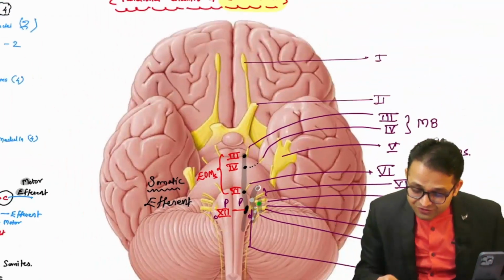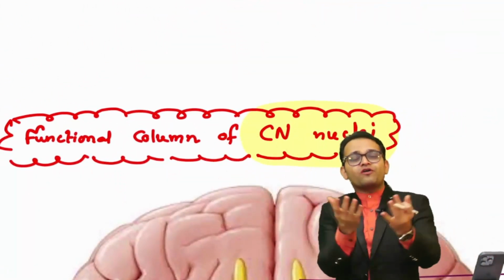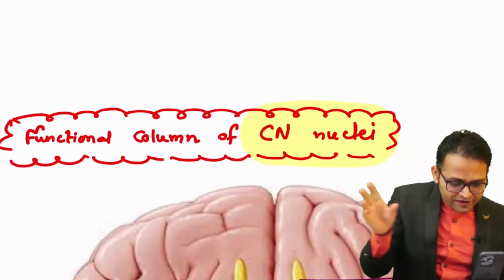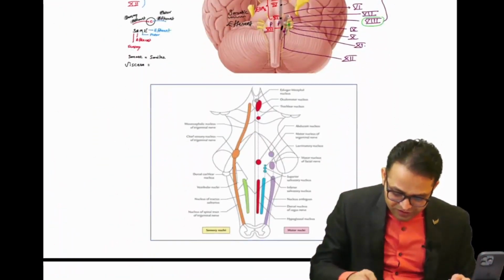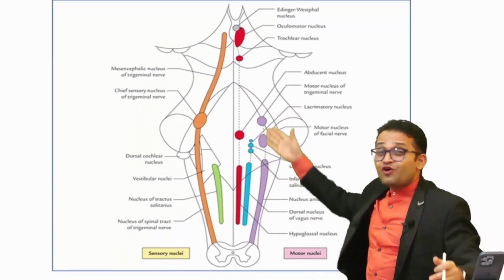These cranial nerves are arranged in a particular column, beautifully arranged, the beauty of God, which have the same kind of function. So this is our topic. Hope you all are getting the point. Now look further. This is the image which we always observe in our textbook.